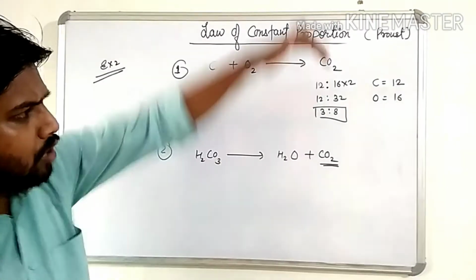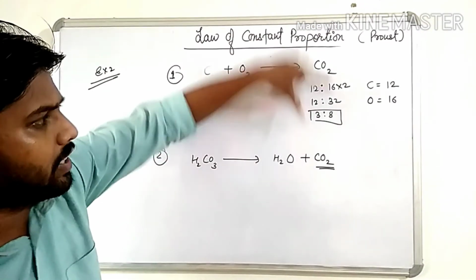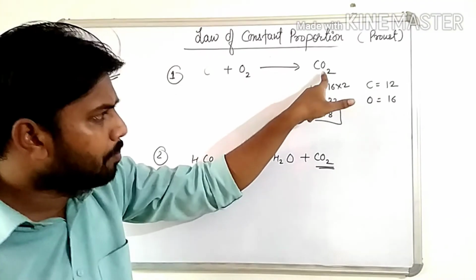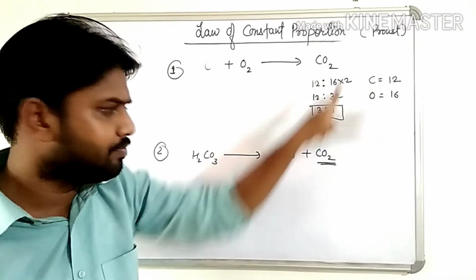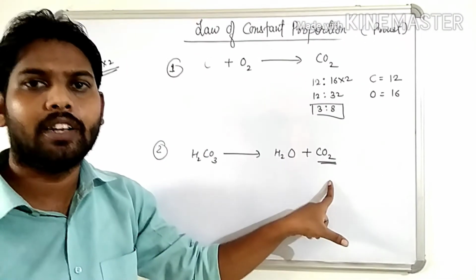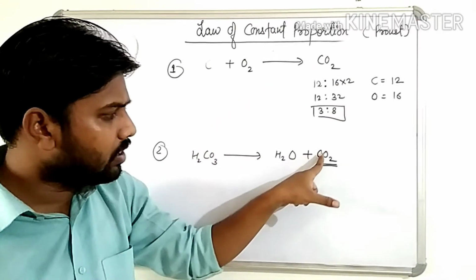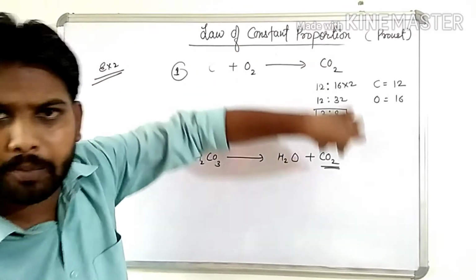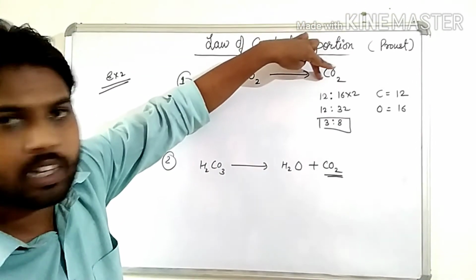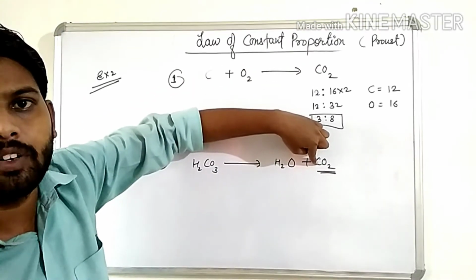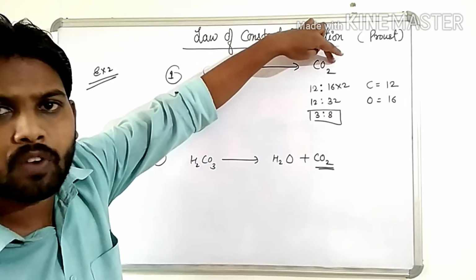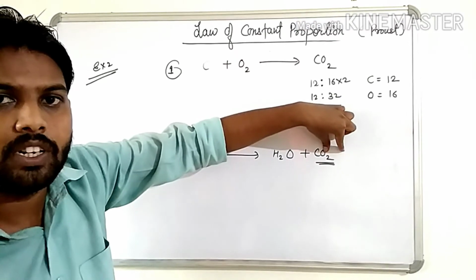Now compare, children, both are carbon dioxide. Both compounds are carbon dioxide, and both contain the same elements. It also contains 1 carbon. It also contains 1 carbon. There are 2 atoms of oxygen. There are 2 atoms of oxygen.